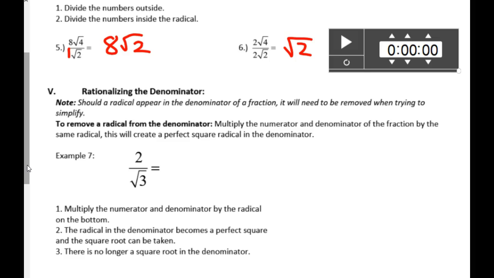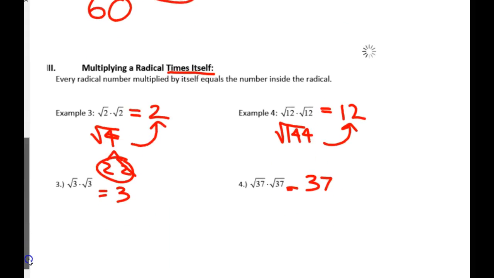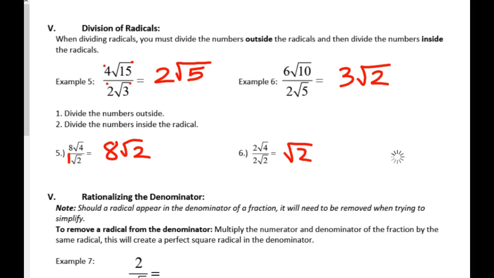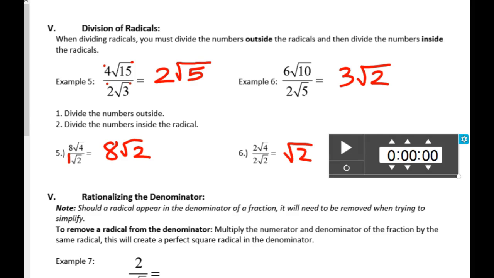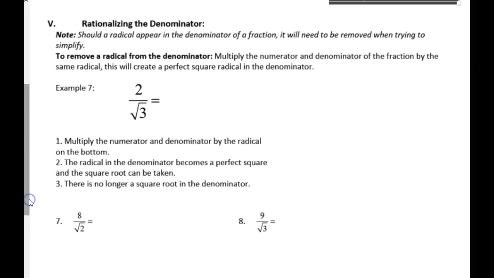So how do you get rid of the square root on the bottom? We learned minutes ago, how do you get rid of a square root? You multiply by the same exact square root. That'll remove it, right? So we know that. So, over here, on this example 7, if I want to get rid of the square root sign on that 3 on the bottom, I'm going to multiply by the exact same square root.